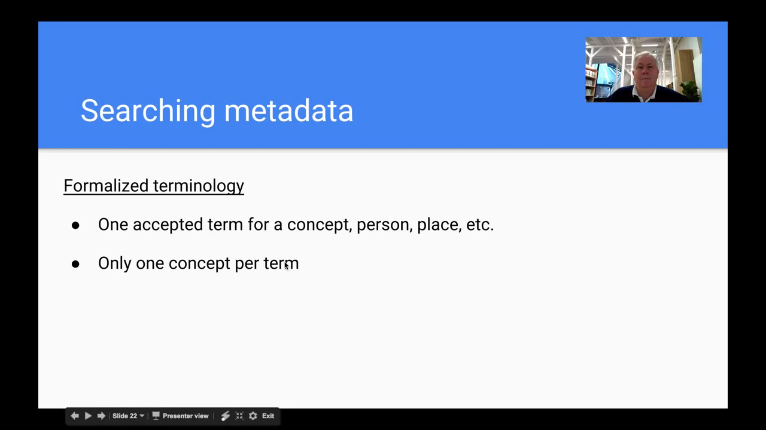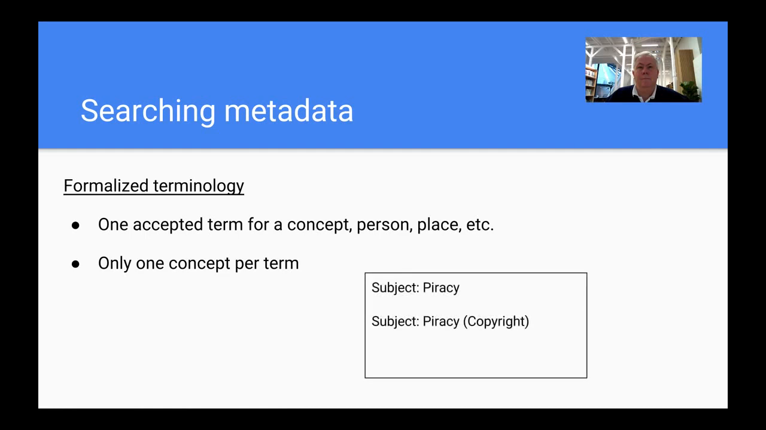I talked about only one accepted term for a concept, person, or place. Well, the opposite is true. You only want one concept per term. What do I mean by that? Well, piracy. The Library of Congress has two subject headings for piracy, one being what we're thinking of, that's the top one there. And piracy, as an intellectual piracy, has to be followed with parentheses, copyright. So if you were to click on the second one, you'll get all the intellectual copyright violation type articles showing up, or at least any one of those articles in that database that uses that subject heading.